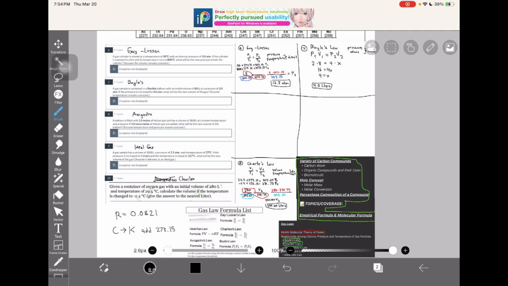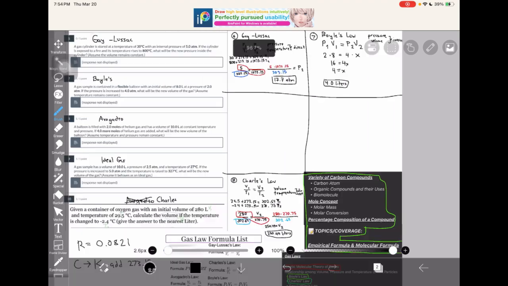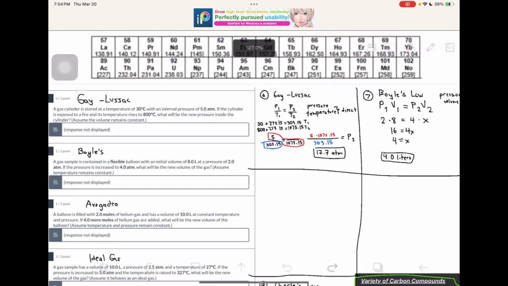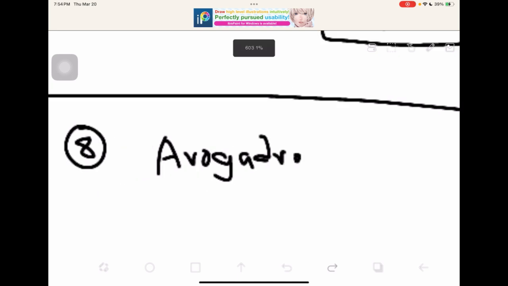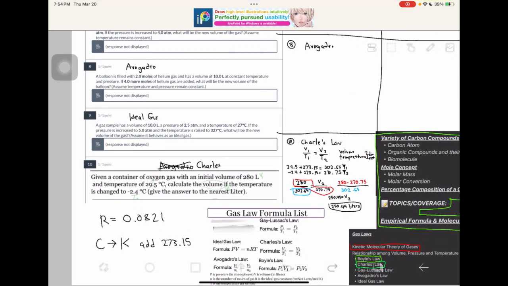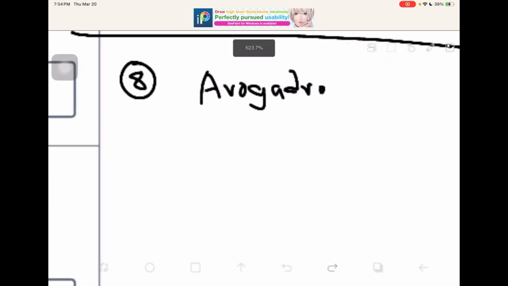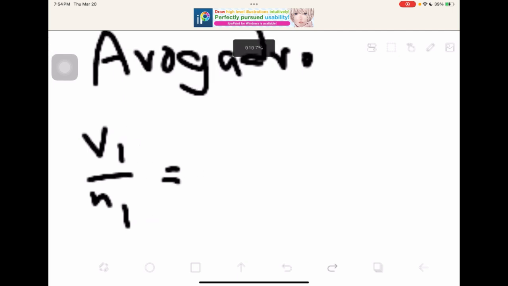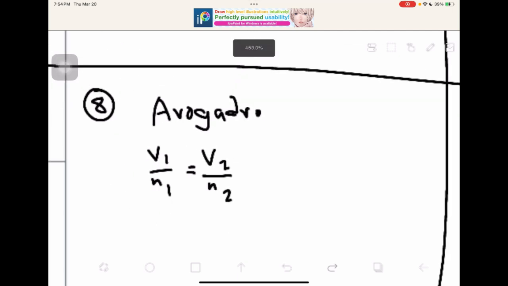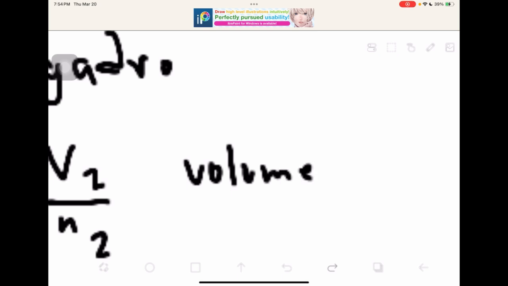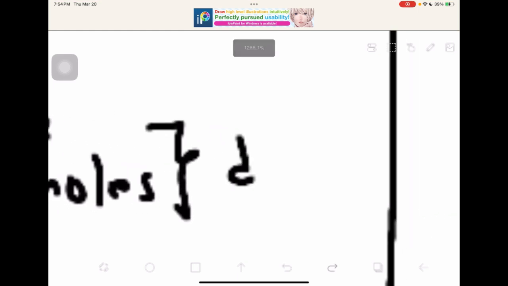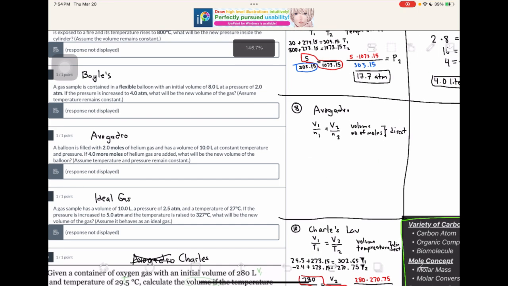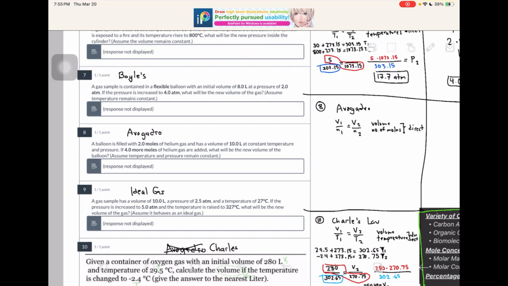Next one is, I'd say for me, the easiest because there's no complex cross multiplying or any conversions. It's just Avogadro's law. So Avogadro's law is number 8. Avogadro's law states that V1 over N1 is equal to V2 over N2. This shows the relationship of volume and the number of moles. This is a direct relationship. So we don't need to convert anything. We just need to read the problem.